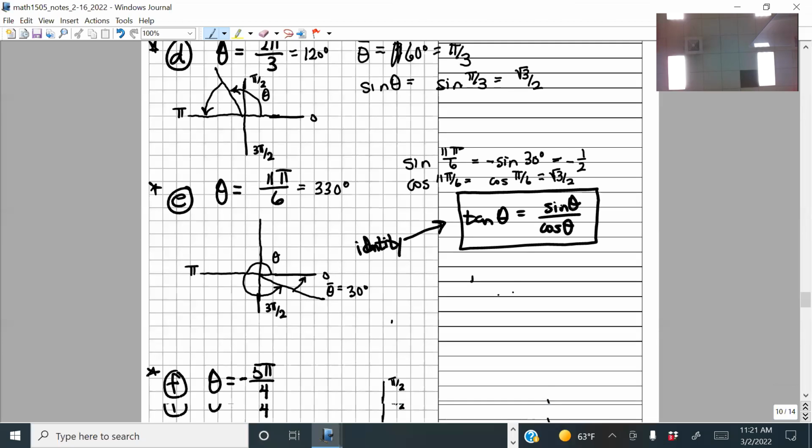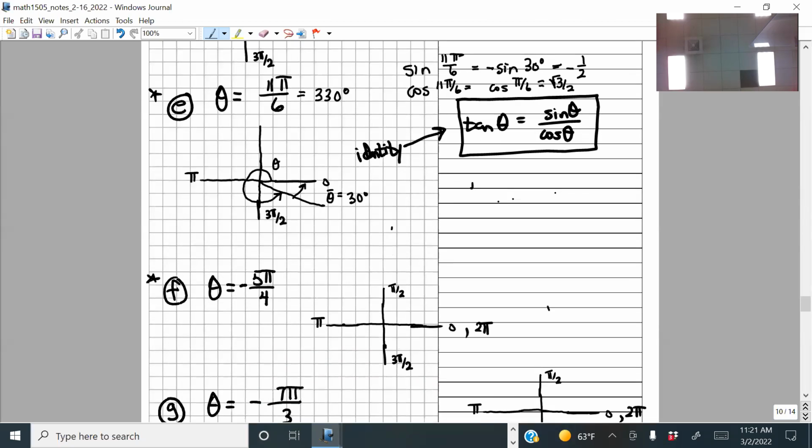What about now minus 5 pi over 4? Here we have to draw a negative angle. So let's start drawing that minus. And again, if you want to convert that to degrees, what is that? Minus 225 degrees? Is that right? Yeah. Okay. Or if you want to, you can count off in radians.